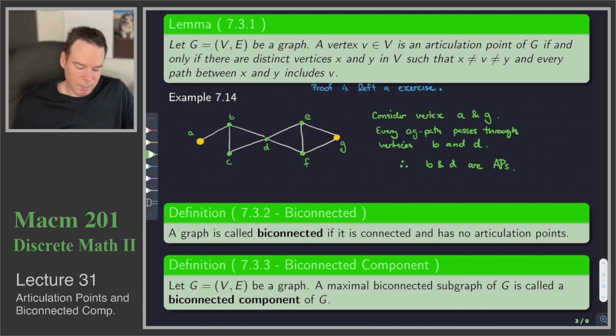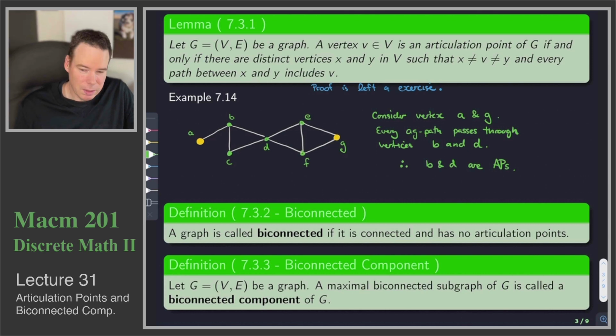They're APs. So that's another way we could see that B and D are articulation points: instead of just imagining them being removed and seeing if it disconnects the graph, we can look at two vertices on the graph and all the paths that go between them. If they all have to use B and they all have to use D, then B and D are articulation points.